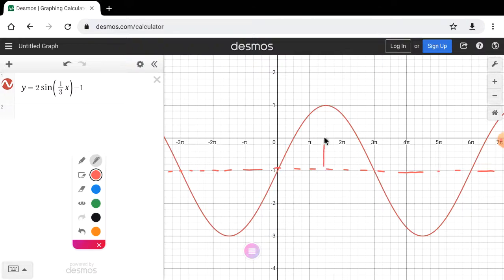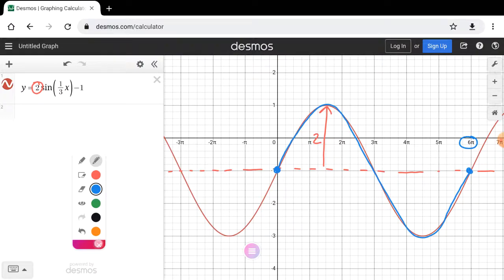The amplitude is that height right here. So we went up 1, 2 to get there. Okay, so our amplitude is going to be 2. If you look back at the equation, you'll notice that that happens to be the number out front. And then the period, if we start here at 0, when x is 0, we're going to go up, down, and this is where it starts to repeat at 6 pi. That's going to be our period.